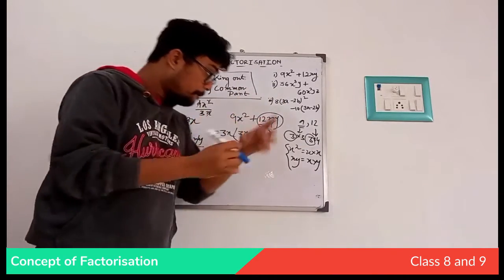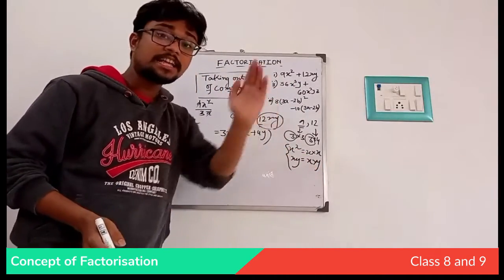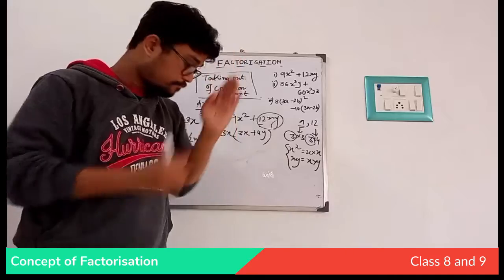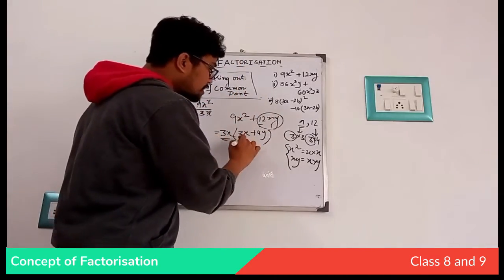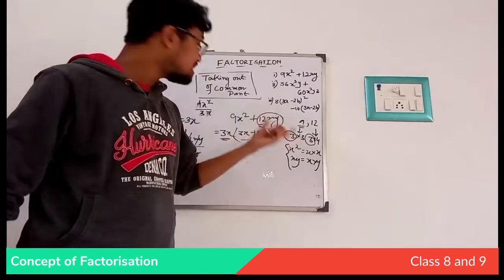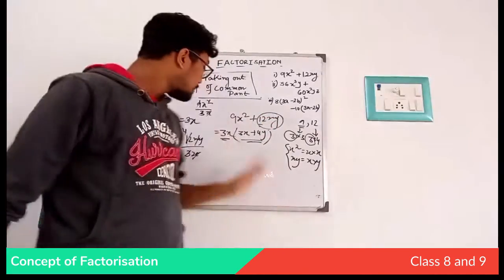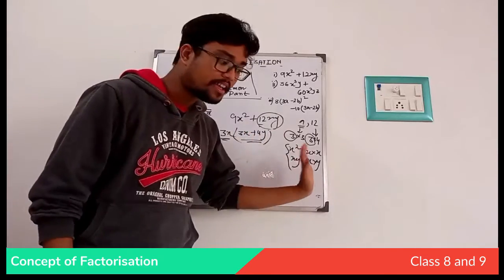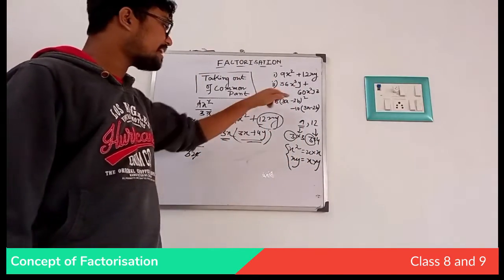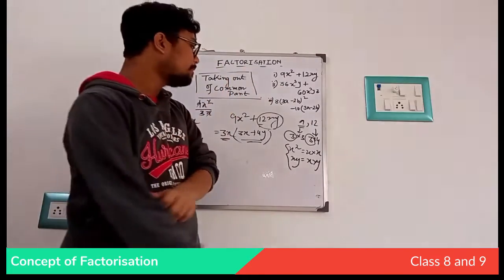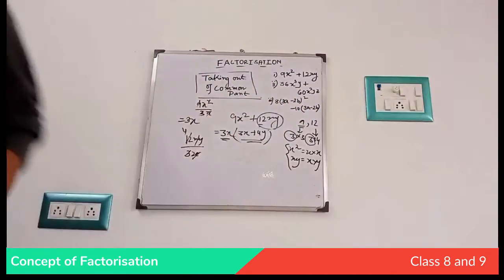Earlier I said that factorization is the product of two expressions. So what are the expressions in this case? 3x and 3x plus 4y. Thus these are the two expressions of 9x square plus 12xy. So 3x into (3x plus 4y) is the factorization of this term. This is a very simple example, and I will show you another simple example. Then I will go to the more complicated part.